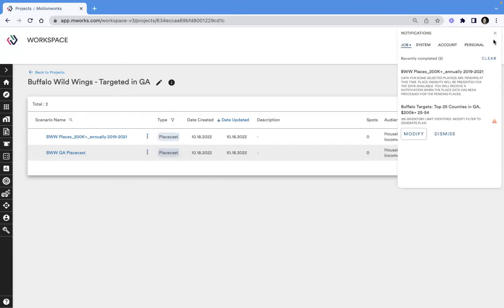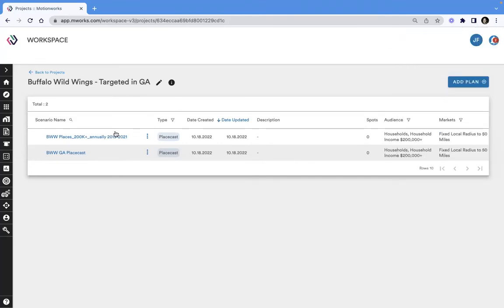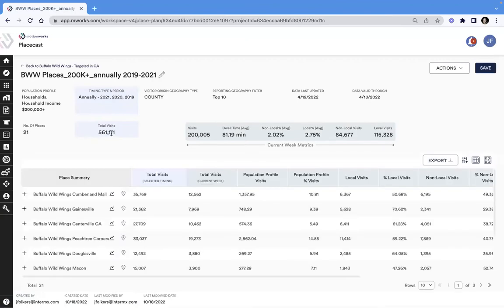Immediately, I get a notification that my Placecast is ready, but some of the places might still be pending full measurement. Our GIS, our geospatial team, will get a notification about that. But in the meantime, we can see how the combination of visitation across all of these places looks for the current week. Average dwell time, 81 minutes for every one of these locations in the most recent week. An average of 200,000 visitors across all of these 21 locations in that time period, as well as a high level understanding of where those people are coming from.